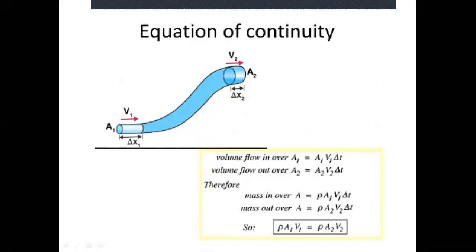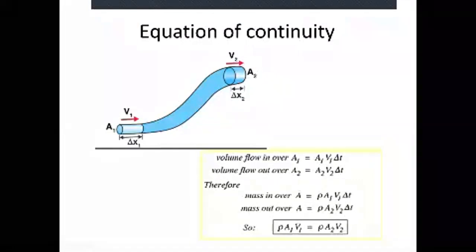Next, we're going to look at the equation of continuity. The equation of continuity is a very important equation which relates the volume of flow in a particular cross-sectional area to that in another cross-sectional area. So for example, you can see here we have A1 and A2. These are our cross-sectional areas. Basically, the equation of continuity states that the liquid which moves through A1 should be the same liquid which comes into A2.